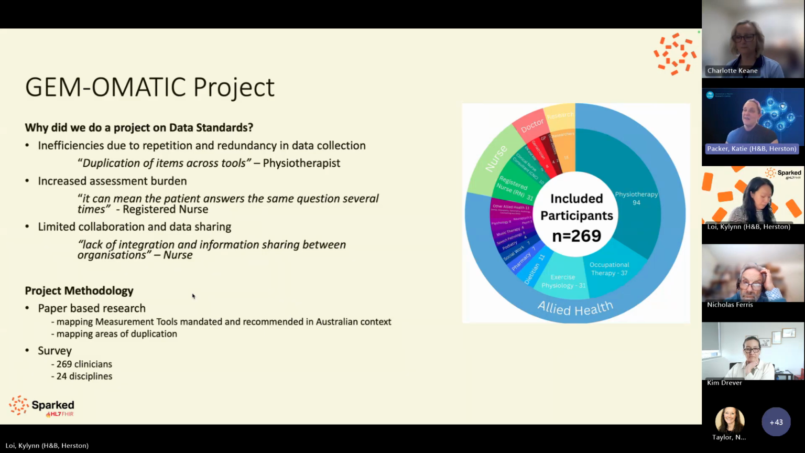So with this project, we did some paper-based research where we mapped out the functional measurement tools that were mandated or recommended in the Australian context. We also mapped the duplication across those different mandated and recommended tools. And we also did a survey of 269 clinicians across 24 different disciplines to understand what functional measurement tools they're currently using. The focus of this was with older adults, but today we're looking more broadly across the lifespan, but I'll just present what we found with older adults. Next slide, please.